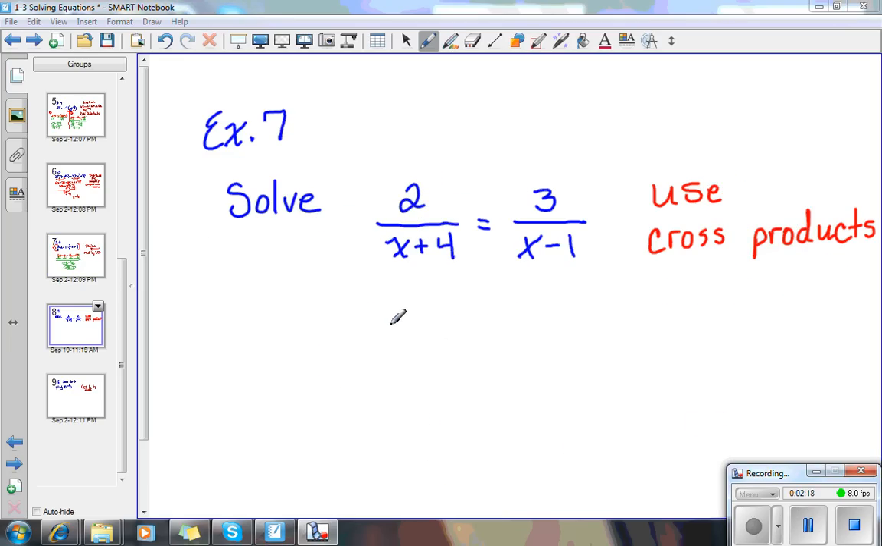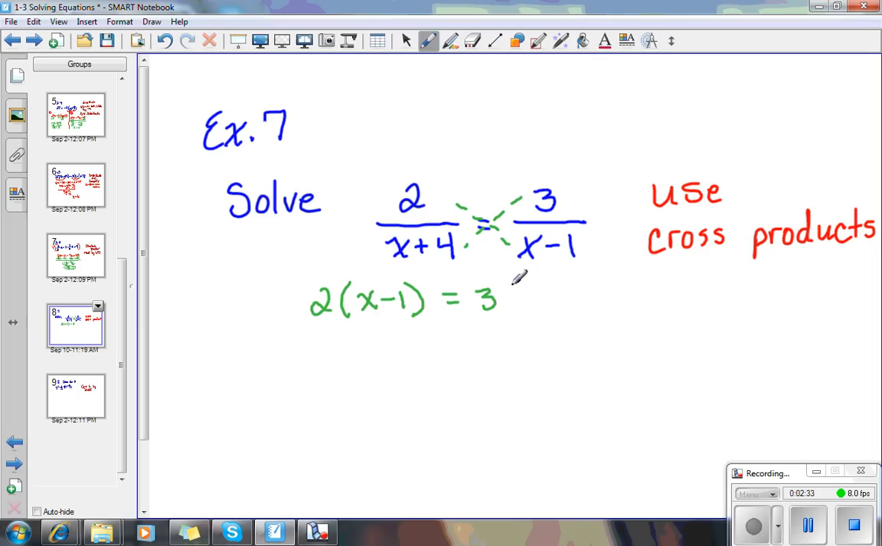Okay, this example is a little different because it looks like a proportion. And if you remember from solving proportions, we're going to do cross products. So I'm going to multiply 2 times the quantity x minus 1 equals 3 times the quantity x plus 4. Really, this is like fraction busters. It's just a simplification of using fraction busters. So that's the best method really to use here. Then I'm going to distribute.